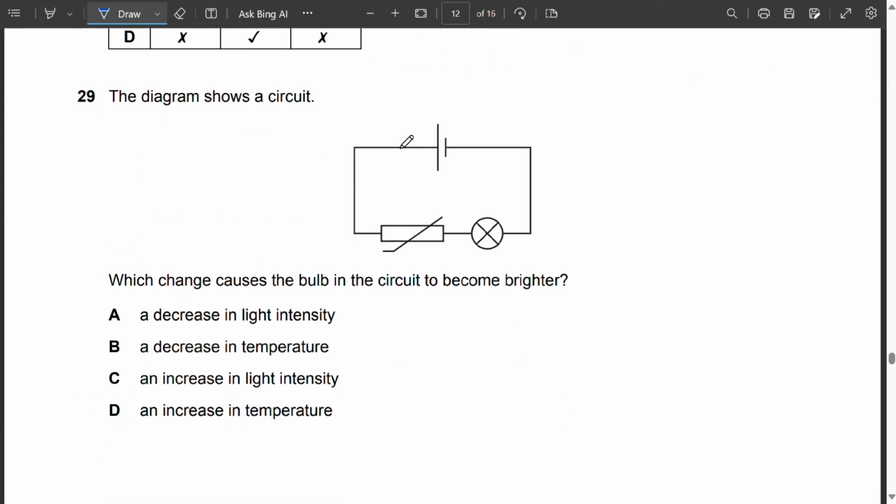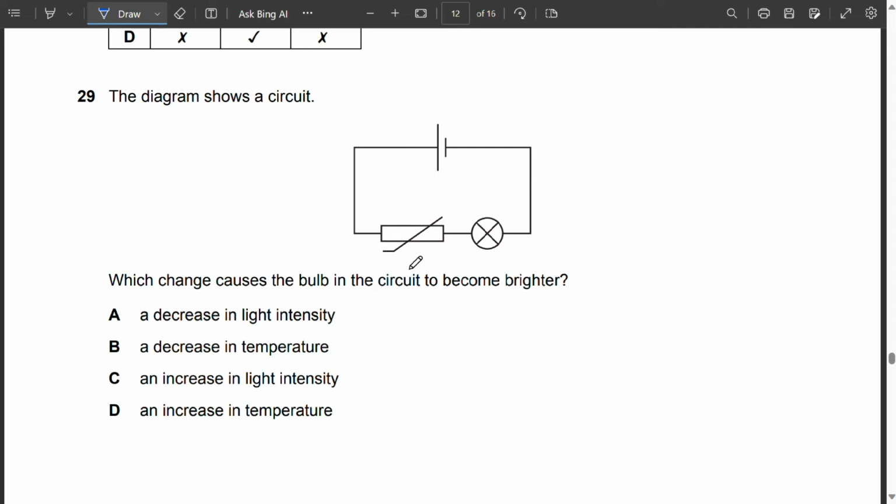The diagram shows a circuit. Which changes cause the bulb in a circuit to become brighter? See, this is a variable resistor, that's fine. To become brighter, it's obvious this wire should carry more current. Then only the bulb will become bright. So the bulb will become bright when we increase the current.